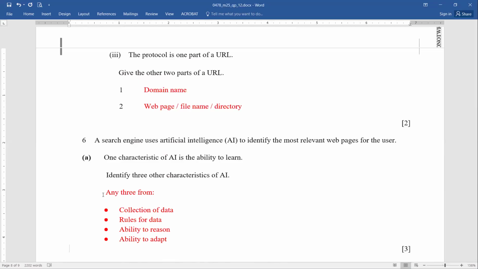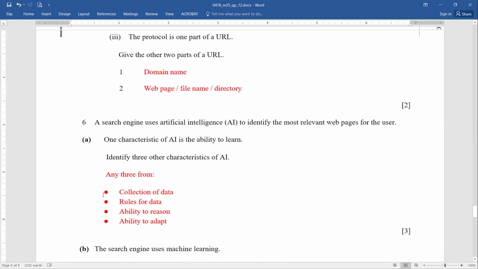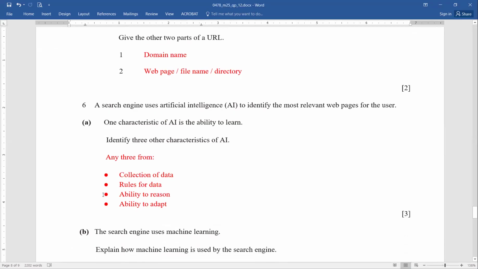One is it is able to collect the data from the surroundings. It has some rules for data collection and data retrieval. It has the ability to learn. It has the ability to reason. Ability to learn is already defined. Ability to reason and ability to adapt. So if you have identified any 3 out of these 4 points, you will be scoring 3 out of 3 just by identifying the other characteristics of an AI model.